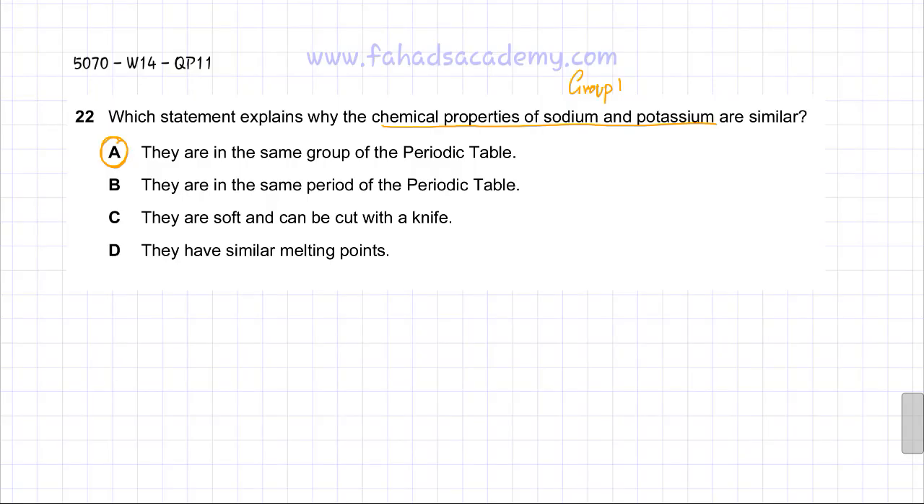And when it comes to option C, they are soft and can be cut with a knife. Although this statement is true, it is a physical property, and they also have similar melting points. So that is also true. That's a physical property, but that is not the reason why their chemical properties are similar. So the correct option is option A. They are in the same group of the periodic table.